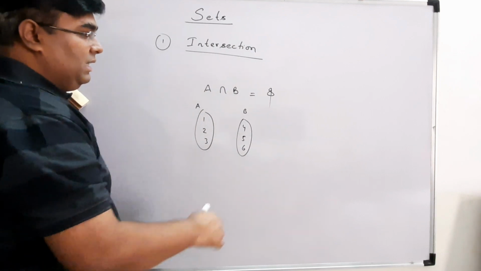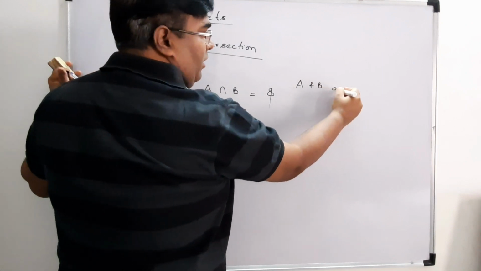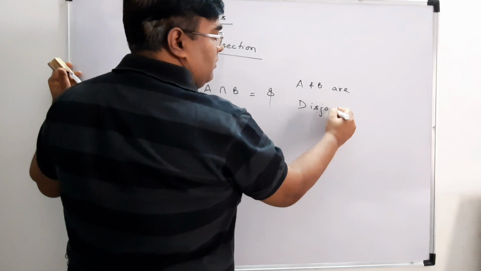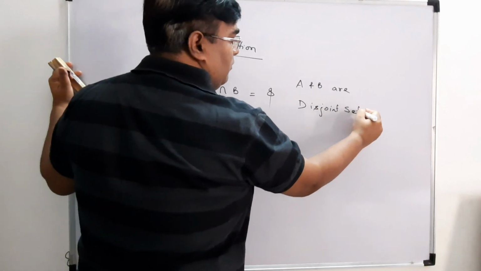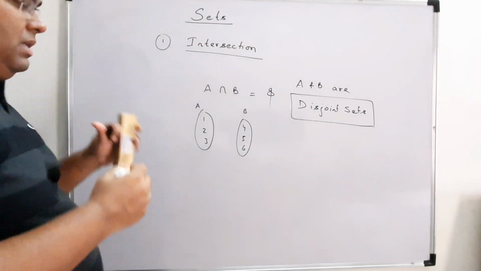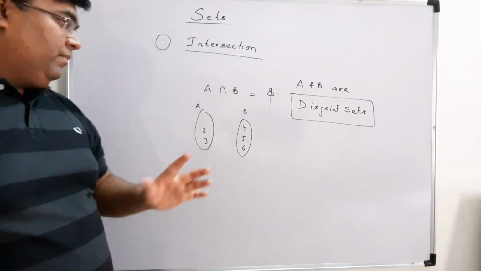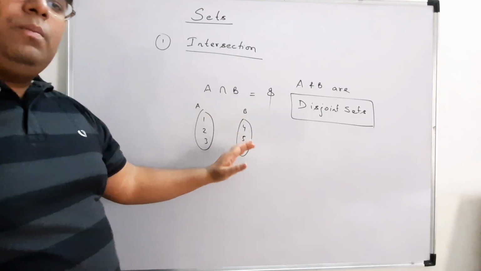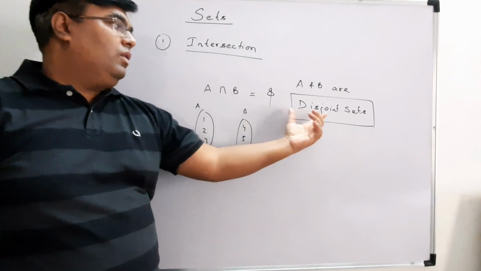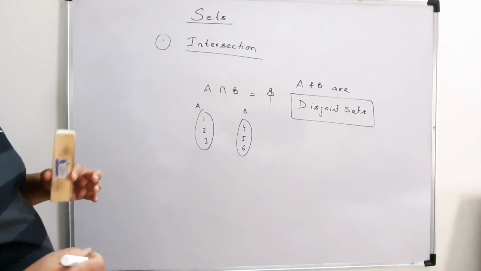So it means that A and B are disjoint sets. What is this? Disjoint sets means they are completely different from each other. A and B have no elements in common, so they are completely different from each other, and hence they are known as disjoint sets, right?